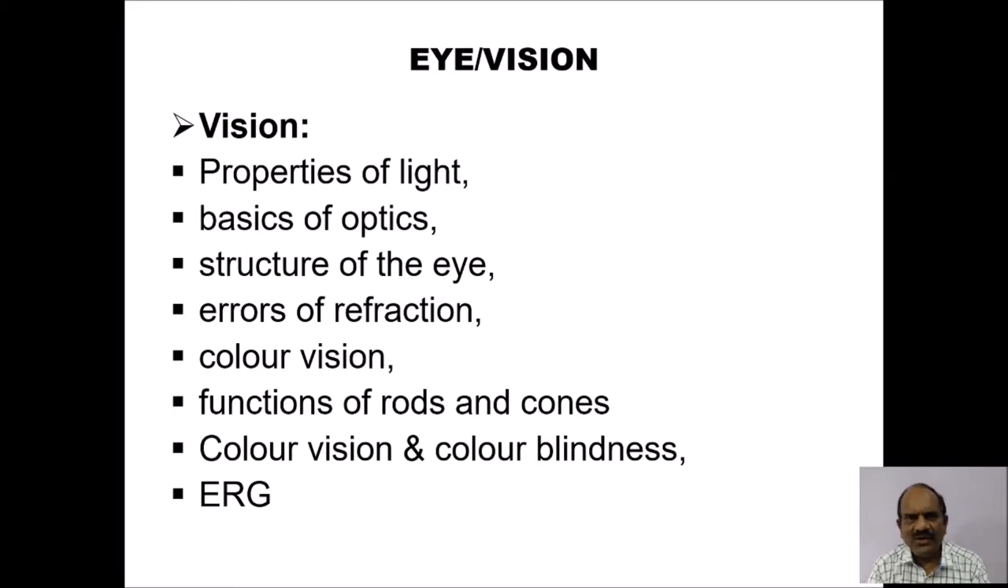Hello everybody, today I am going to present a tutorial on the human eye, or vision. What is the learning objective? As I have mentioned here, we are going to go through all these points: properties of light, then the basics of optics, structure of the eye, errors of refraction, color vision, functions of rods and cones, then some of the abnormalities related with color vision and color blindness, and electroretinograph.